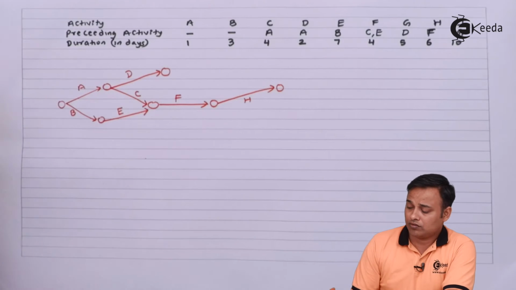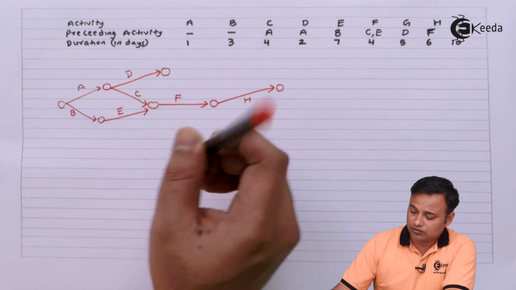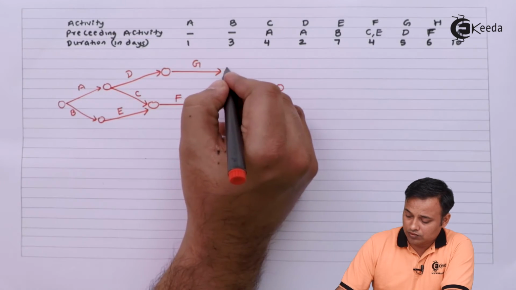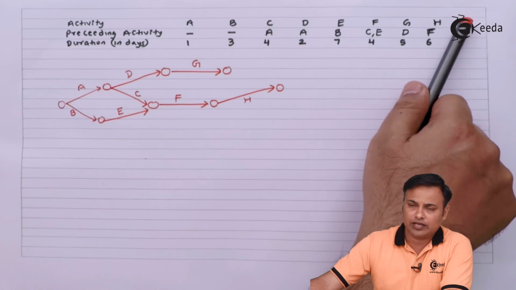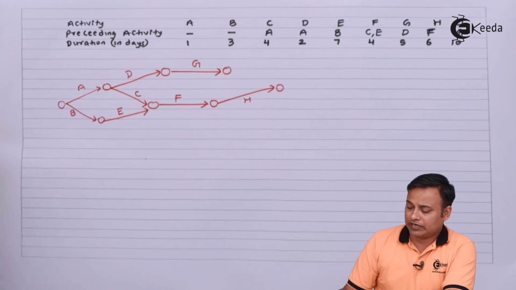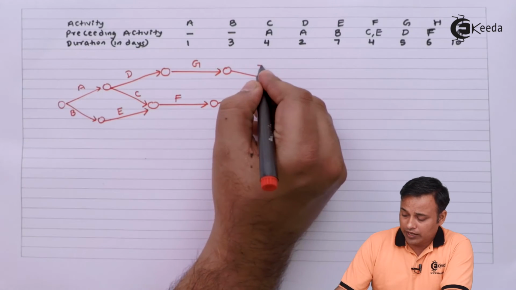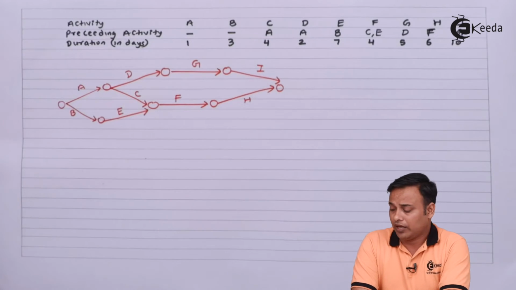Then we have G after completion of D. And after G we have the end activity I. We already have one end activity H, so I'll simply join I and H because both are the end activities. तो मुझे एक ही single end point चाहिए, इसलिए हमने I और H को join किया.